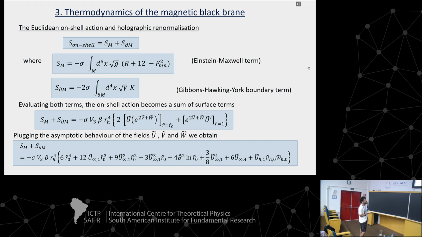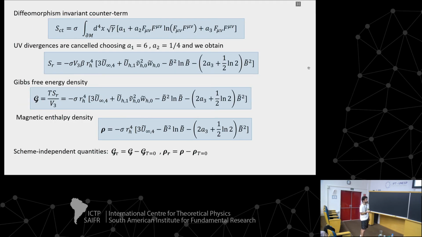You have divergences that are expected, the so-called UV divergences. You have even a logarithmic divergence because of the magnetic field. But you have also finite terms. And this is a very important term, this one, because it has to do with the horizon. It will lead us to the entropy times temperature.